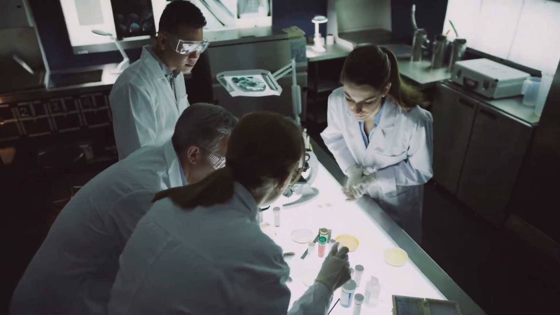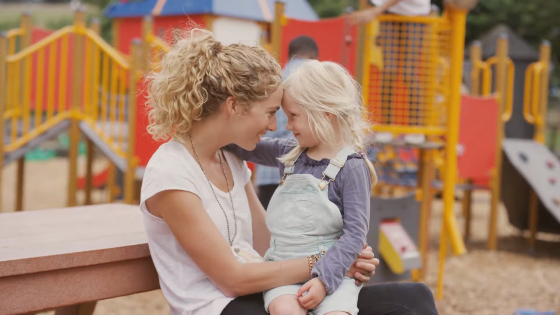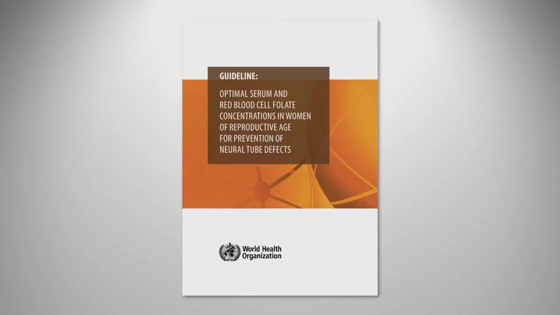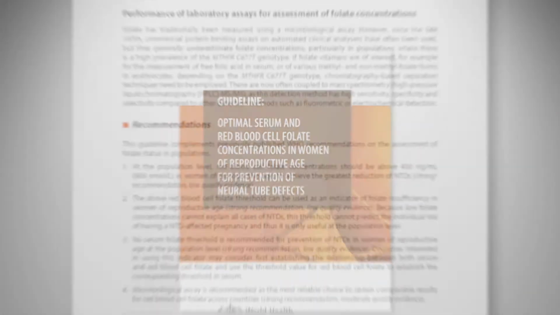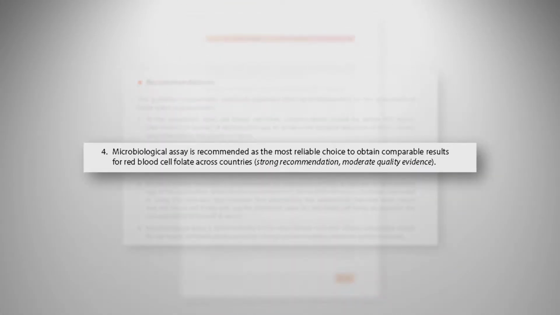Knowing the optimal blood folate concentration needed for women of reproductive age to reduce the risk of neural tube birth defects is key to interpreting the data. A recent guideline published by the World Health Organization provides this information and recommends the use of the microbiologic assay to assess folate status in population surveys.